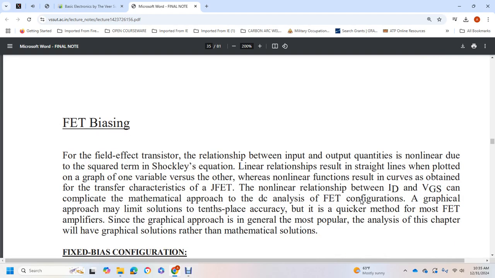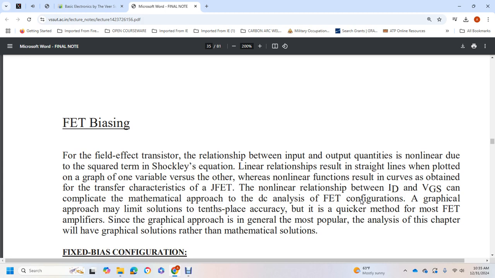Field effect transistor biasing. The relation between the input and output quantities of the field effect transistor is nonlinear due to the square term of Shockley's equation. A linear relation gives straight lines when plotted on a graph of one variable versus the other, while a nonlinear function results in a curve, as with the transfer characteristic of the junction field effect transistor, a nonlinear relationship between the drain current and the voltage gate source.